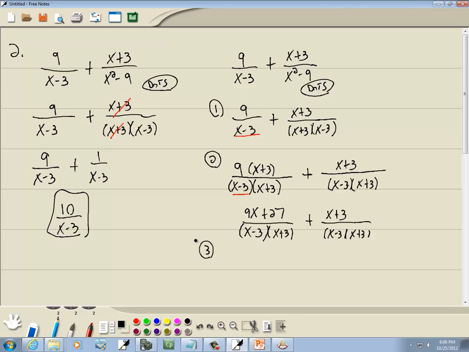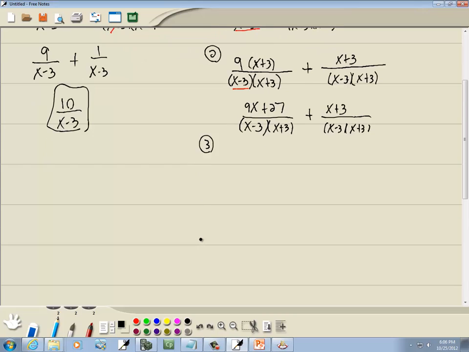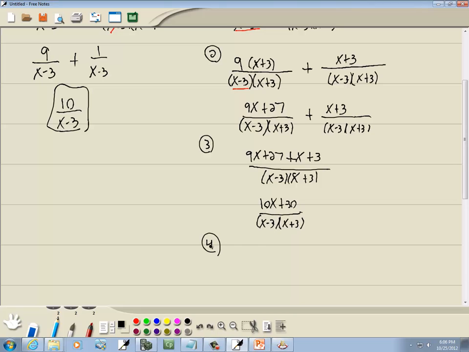Okay, step 3. Add or subtract the top parts and put into a single fraction. So I've got 9x plus 27 plus x plus 3 all over x minus 3 times x plus 3. Combine together like terms in any step. 9x plus x is 10x. 27 plus 3 is 30. And that remains as is. Step 4. Factor the top, factor the bottom. The top part is a GCF. I can factor out a 10. And that gives us x plus 3.